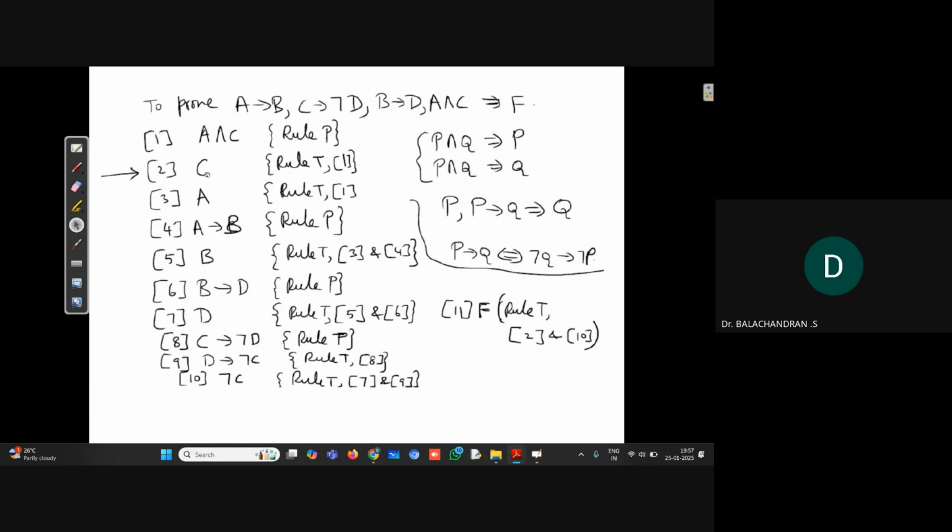Simplification. Next, A implies B. A comma A implies B is what? B. Next, B implies D. B comma B implies D is what? D. Next, C implies negation D. So now the contrapositive of 8 is what? D implies negation C. So D comma D implies negation C is negation C. And then already you have C somewhere else. Look here, C and negation C is what? In the 11th step, false.